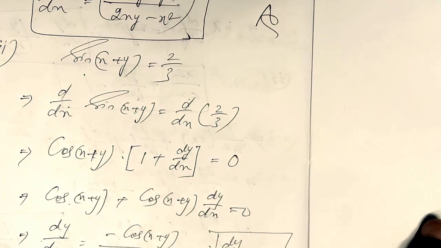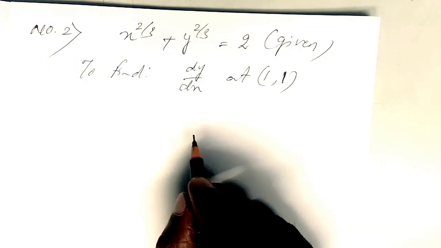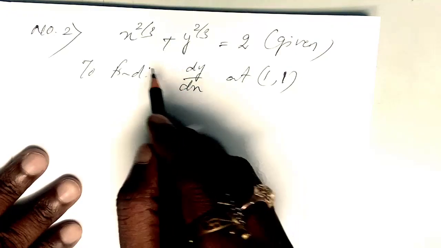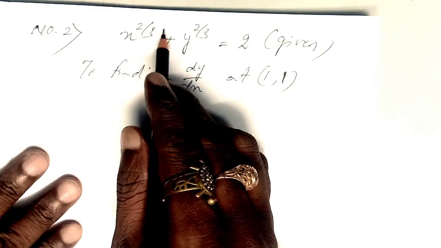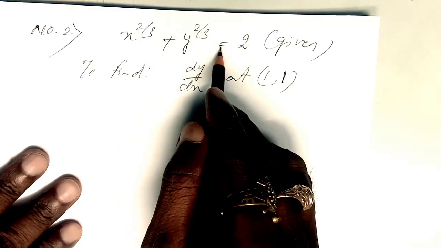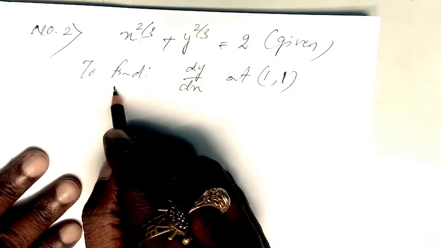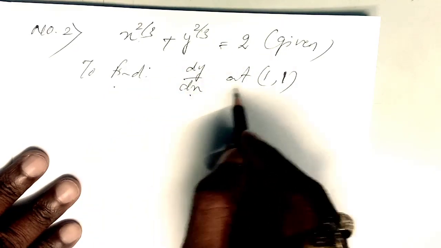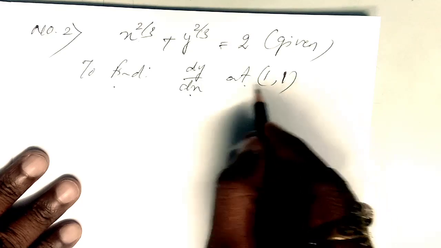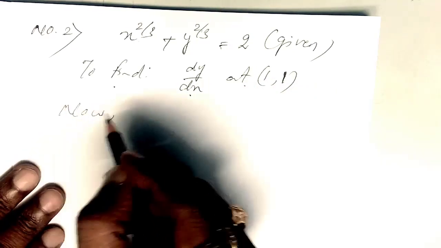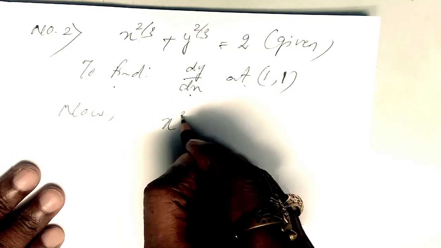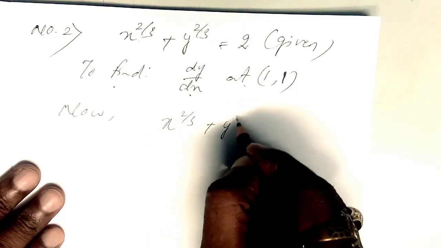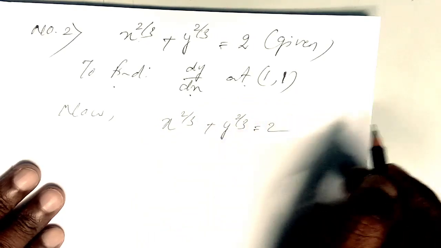Let us go to the next part. See the question number 2 given. From the book I have copied the question: x to the power 2/3 plus y to the power 2/3 is equal to 2, and you have to find dy by dx at (1, 1). Now, how to solve? Just see, x to the power 2/3 plus y to the power 2/3 is equal to 2.